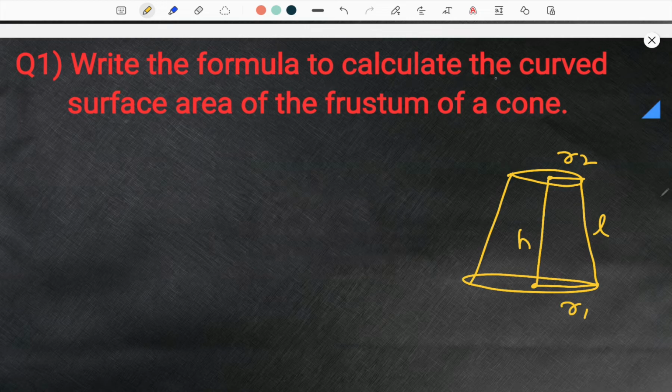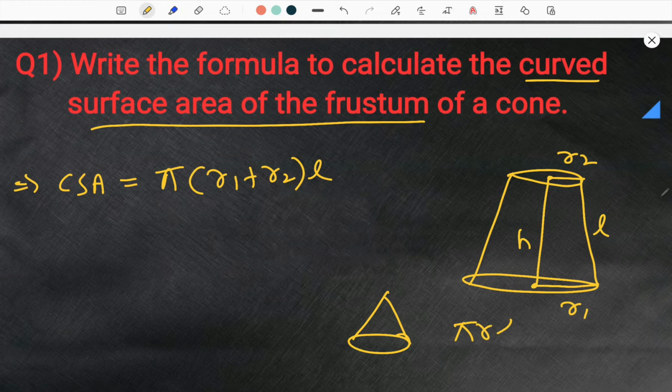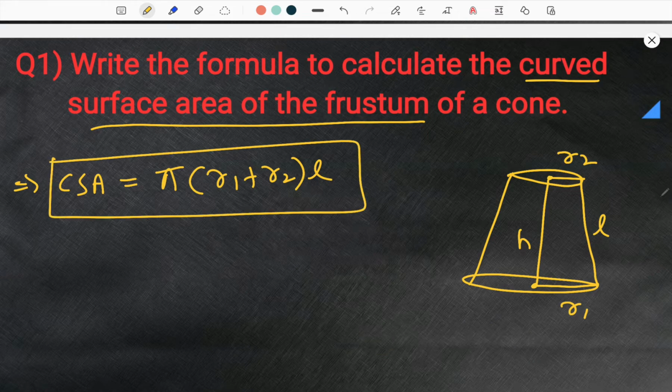So they are asking us to calculate the curved surface area of frustum of cone. The formula is quite simple. Curved surface area of frustum of cone is equal to pi bracket R1 plus R2 into L. You have to compare it with cone. If it was a cone, what would have been the formula? The formula would have been pi RL for the curved surface area. Now as I have two radii, R1 and R2, I have written it as pi bracket R1 plus R2 into L. So that is the curved surface area of frustum of cone. This will get you 1 mark, only this much.